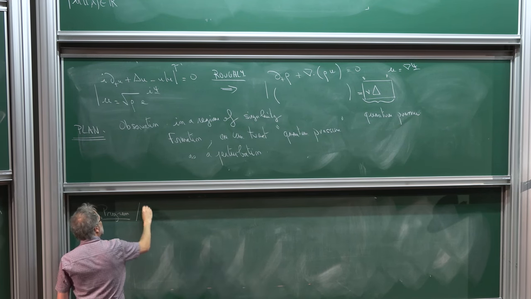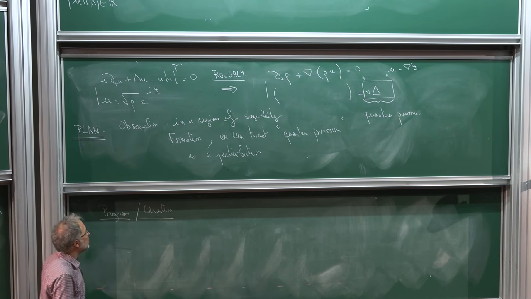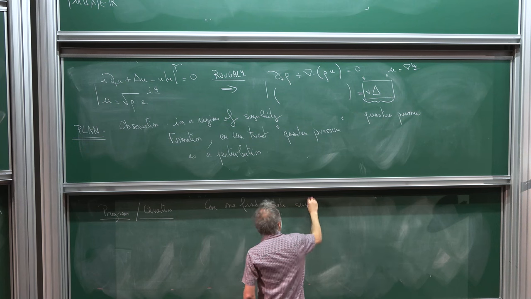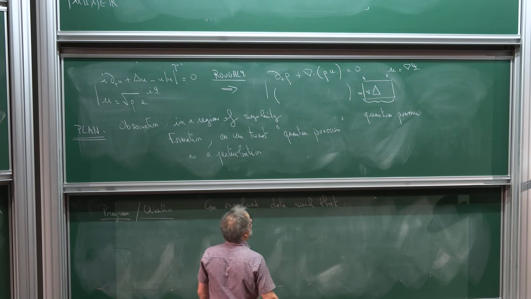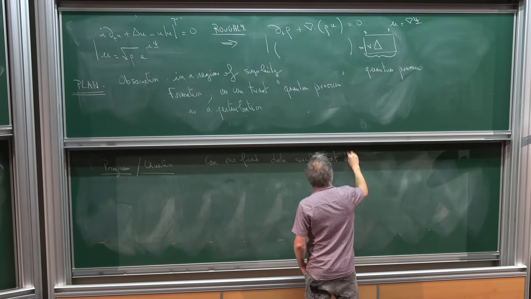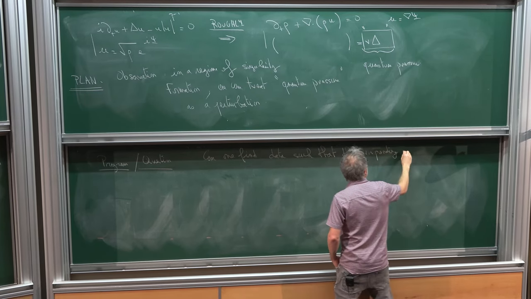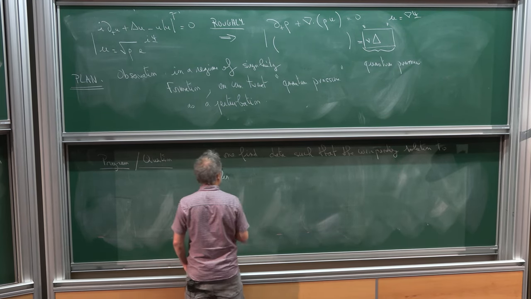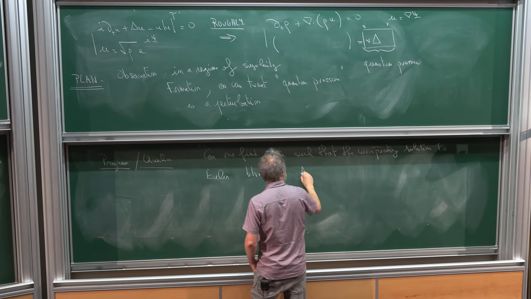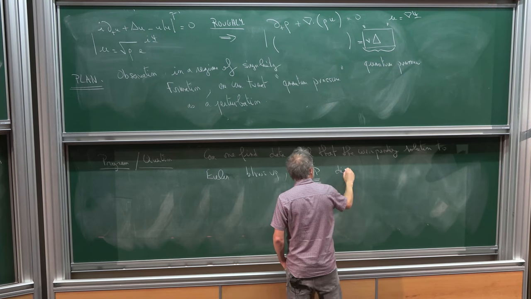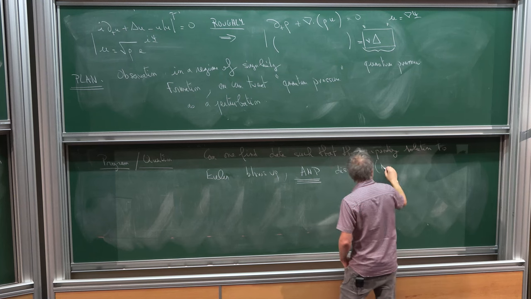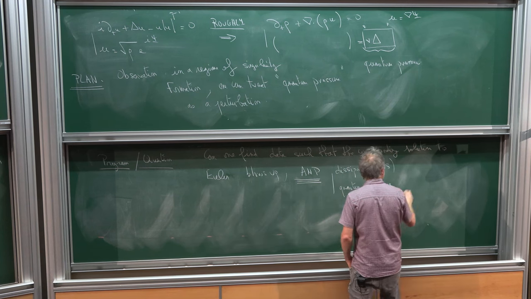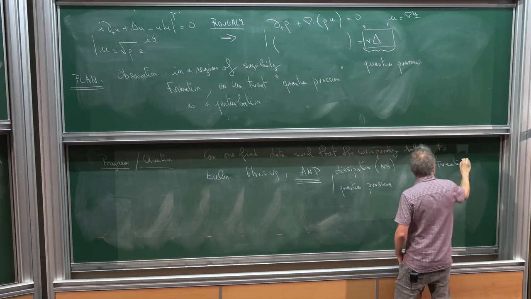This is the program, if you want. This is what we want to do. The question is the following. Can one find data such that the corresponding solution to Euler, so you take viscosity equals zero, blows up, and dissipation, or if this is Navier-Stokes, or quantum pressure, can be treated as a perturbation?